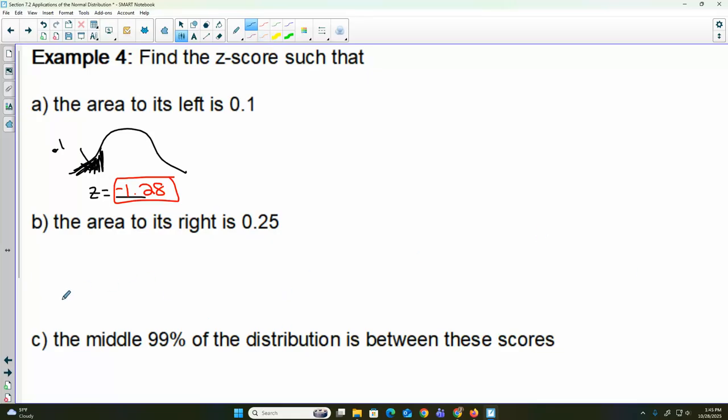B, the area to the right is 0.25. So this area is 0.25. I need this z value. Now my table doesn't give me area to the right. If the area to the right is 0.25, what's this area? That's what you need to look up in the table. So I'm trying to find the closest I can get to 0.75 in this table.